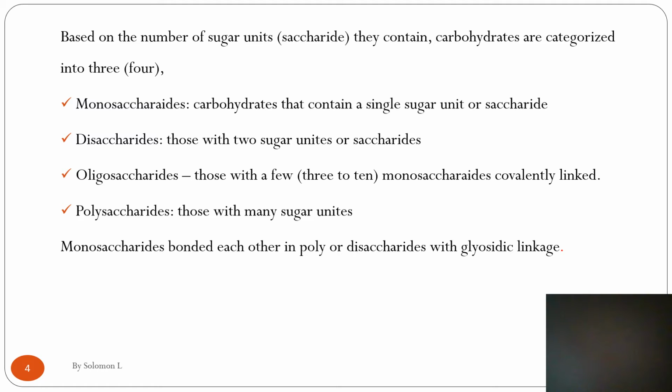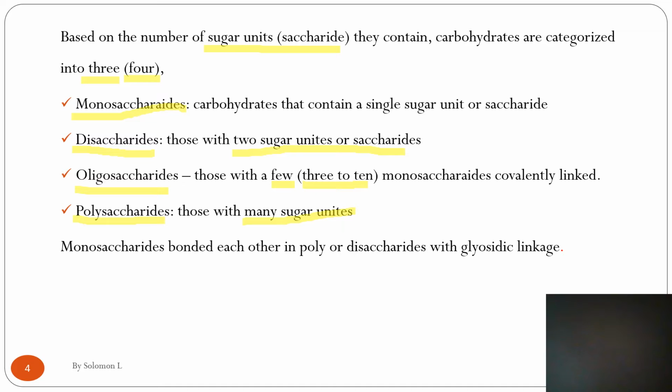Based on the number of sugar units or saccharides they contain, carbohydrates can be categorized into three, or sometimes they are categorized into four. The first category is monosaccharides. These monosaccharides are carbohydrates with one sugar unit, or single saccharide. Disaccharides are another group of carbohydrates, made up of two sugar units or saccharides. Oligosaccharides are carbohydrates that contain a few, especially from 3 to 10 monosaccharides that are covalently linked to each other. Polysaccharides are carbohydrates that are made up of many sugar units.